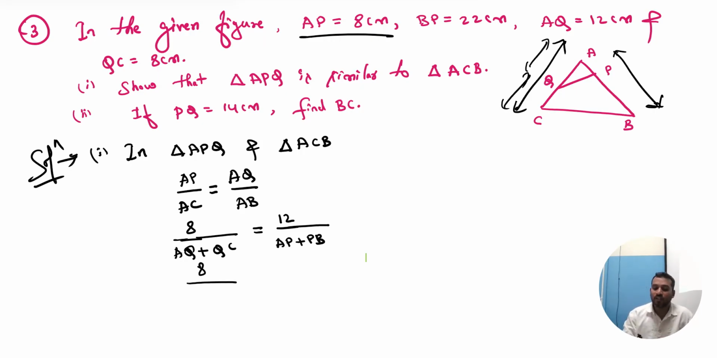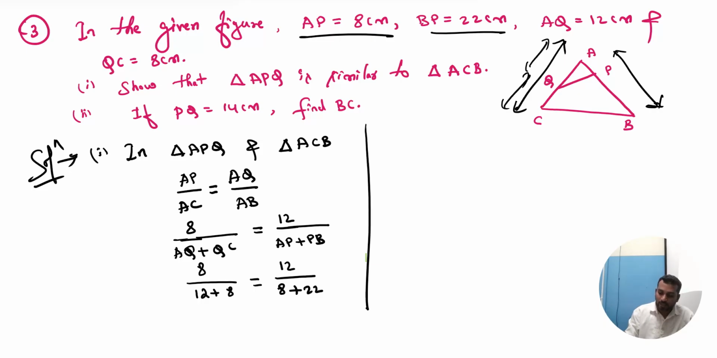8 by AQ. What is the value of AQ? 12. Plus, what is the value of QC? 8. Is equal to 12 by, what is the value of AP? 8. What is the value of BP? 22. Then 8 by 12 plus 8 is 20, is equal to 12 by 22 plus 8 is 30. Correct? Am I right? Isn't it? So, what are we finding? All values we know.